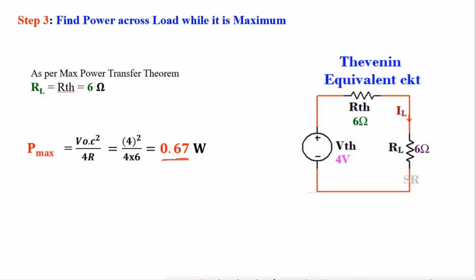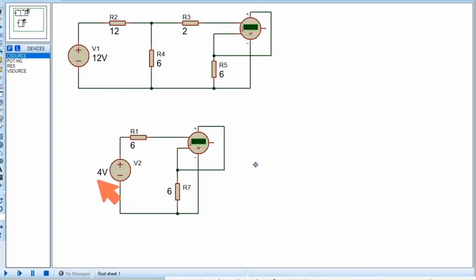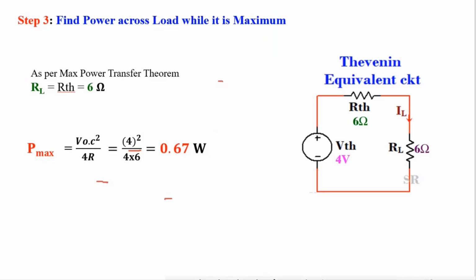Now checking whether my calculation is perfect or not. This is the equivalent circuit. 4 volt is the Thevenin voltage, 6 ohm is the Thevenin resistance, and the load resistance is the same as the Thevenin resistance, which is 6 ohm, and in the main circuit the load resistance I have used is 6 ohm. Now if the power at load in the main circuit and the power at load in the equivalent circuit are the same, then we can ascertain that my calculation is perfect, and power at this wattmeter should be 0.67 watt.